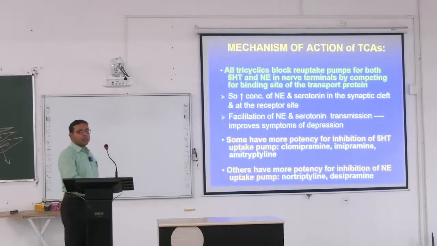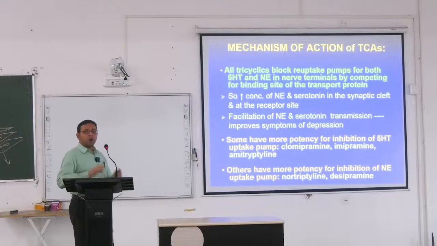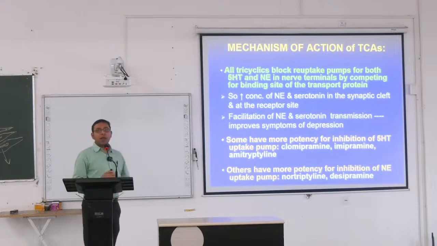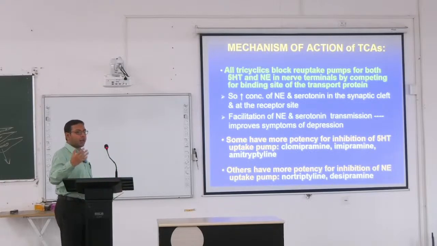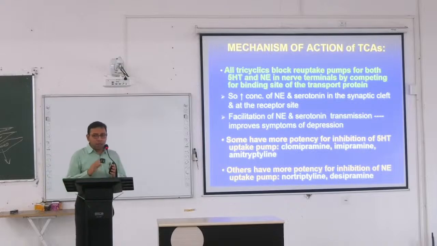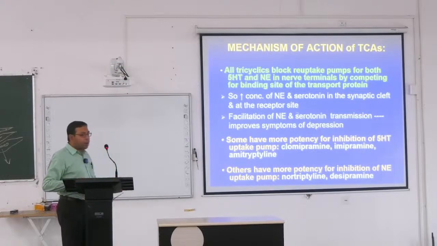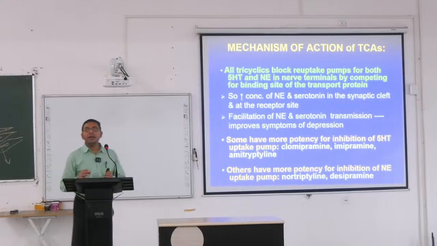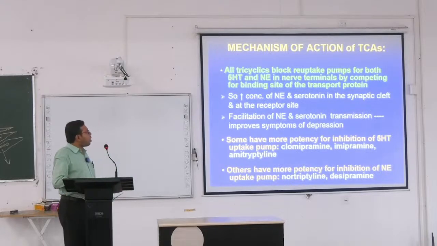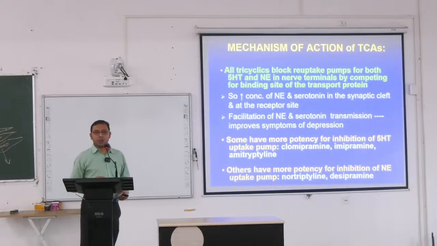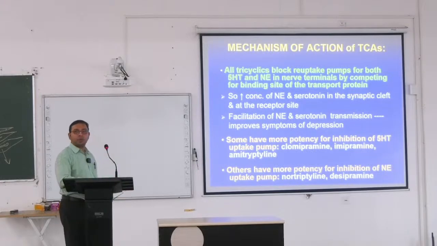So mechanism of action, just remember, the common mechanism of all of these is that they block the reuptake pumps for both 5-hydroxytryptamine, that is serotonin, and norepinephrine in nerve terminals by competing for the binding site of the transport proteins. This is the monoamine hypothesis. So when this is blocked, there will be more availability of norepinephrine and serotonin in the synaptic cleft, at the receptor site. Ultimately that facilitates norepinephrine and serotonin transmission, so that improves the symptoms of depression.